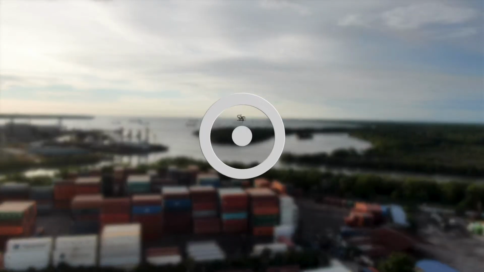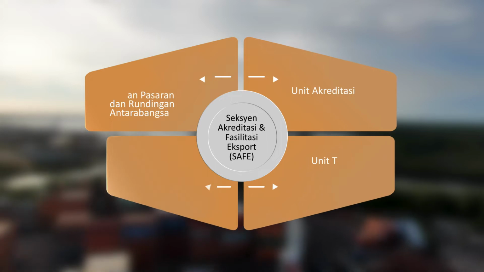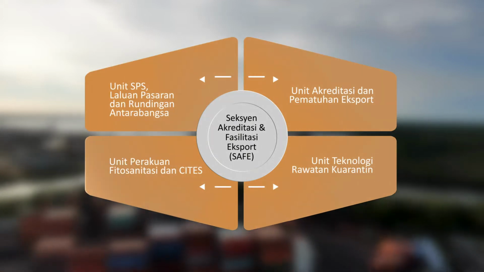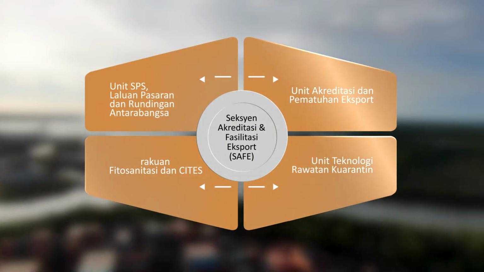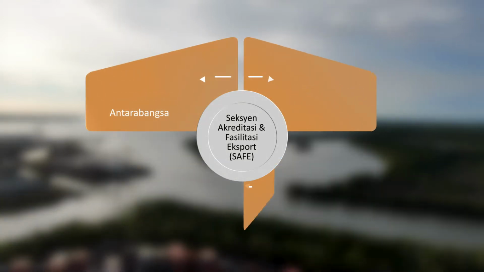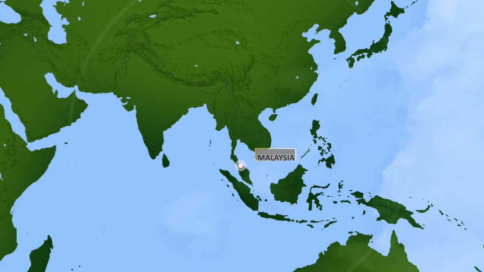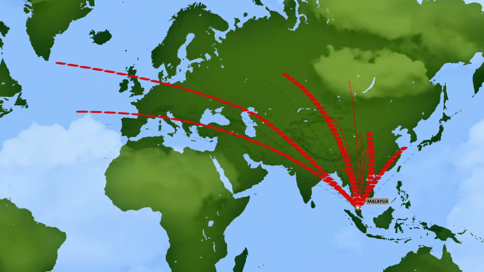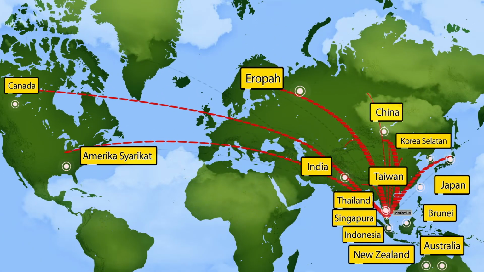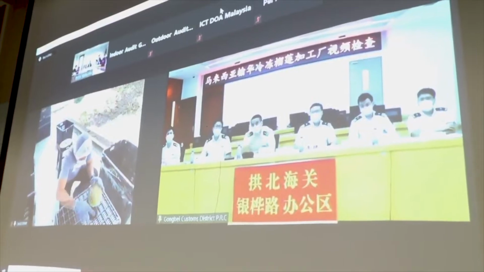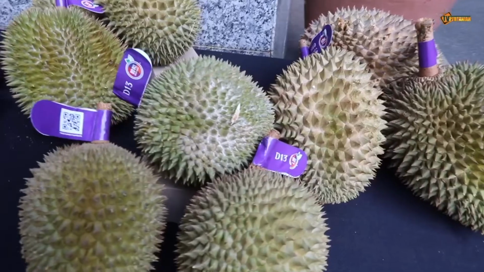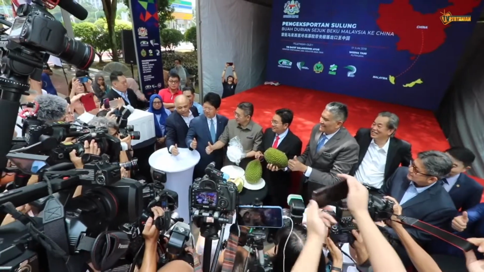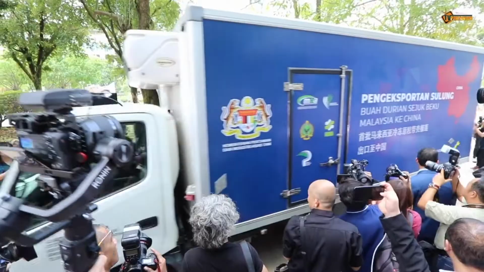Export Accreditation and Facilitation Section, SAFE. The role of this section is managing the process to obtain market access and the development of export protocols through bilateral meetings and technical negotiations with the importing countries, conducting the studies for recommendation of appropriate treatment on the export's consignment to comply with the phytosanitary requirements, managing the certification scheme.